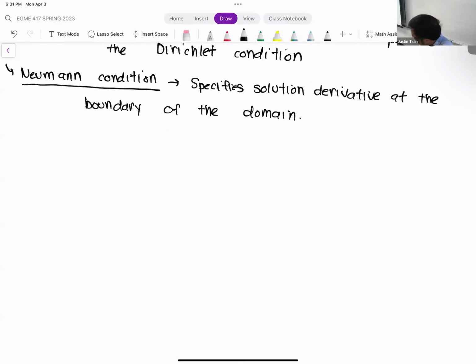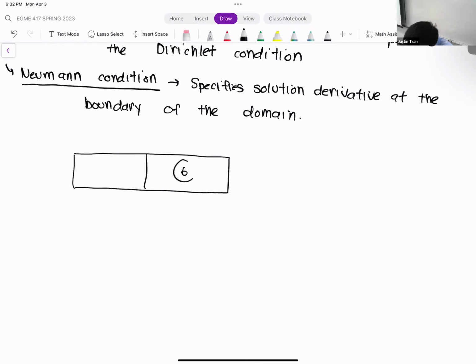All right, so for this example, let's say we have a Neumann boundary condition on the right. Let's say that we have a cell on the edge. So we have cell 6, we have cell 5, and then what the Neumann condition says is that d phi dx at this location is equal to some specified value, we say again.